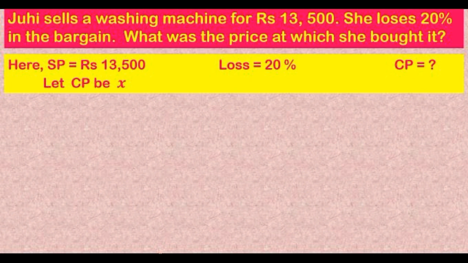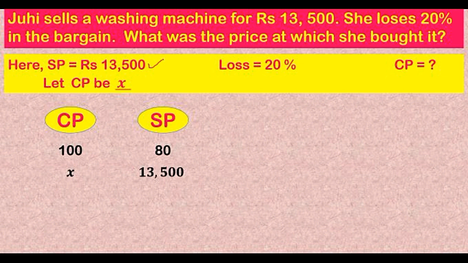Now CP and SP, just now we have practiced a lot. CP, I will be taking as 100. What will it give as the SP when the loss is 20%? 100 minus 20, that is 80. Now CP, I have assumed as x. So if the CP is x, I put it in the row of CP, and SP is given as 13,500, that I will put in the row of selling price.